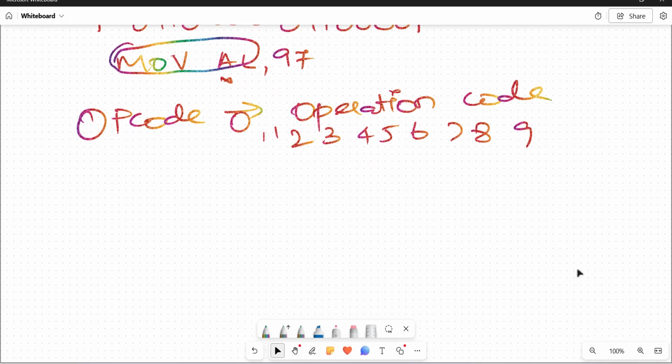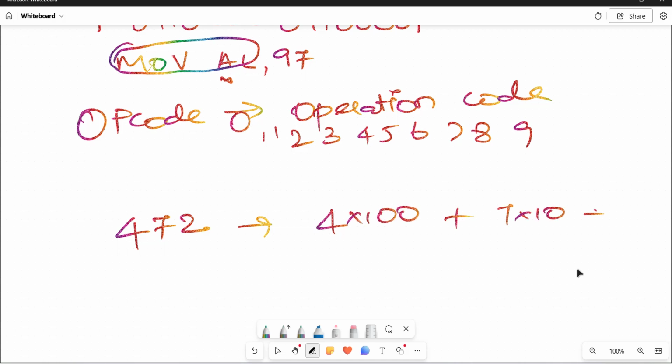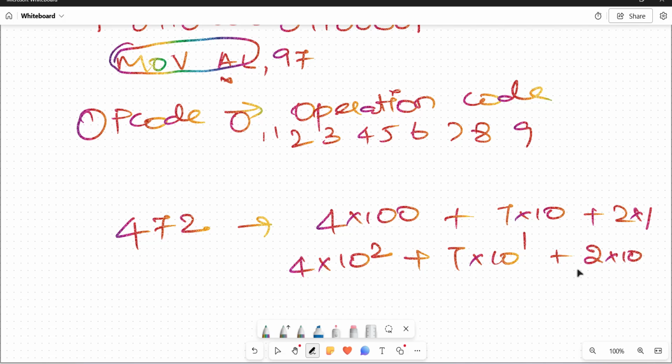Suppose we consider the number 472. This can also be written as 4 times 100 plus 7 times 10 plus 2 times 1, which means 4 times 10 squared plus 7 times 10 to the power of 1 plus 2 times 10 to the power of 0. This is how we represent decimal numbers in general on the scale of base 10.